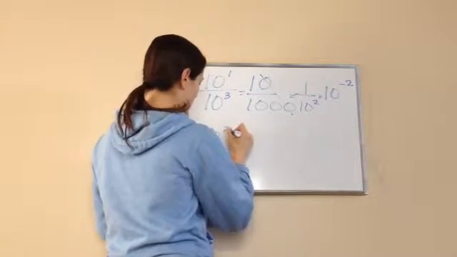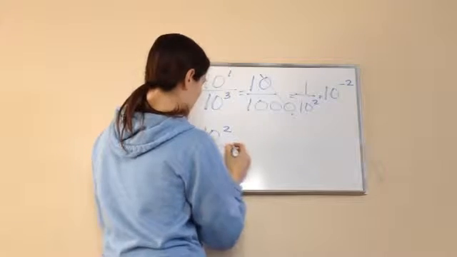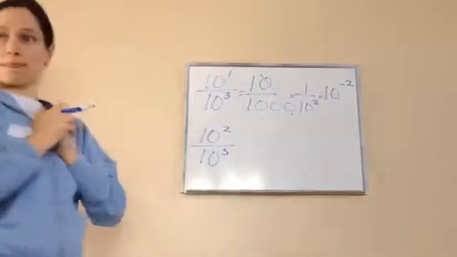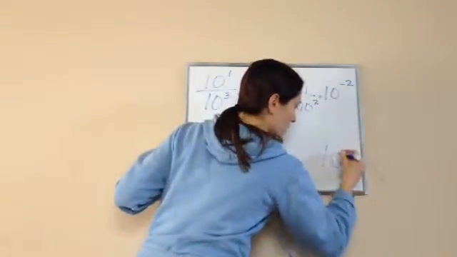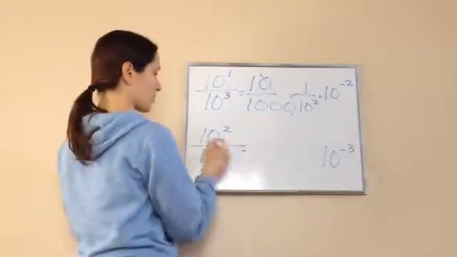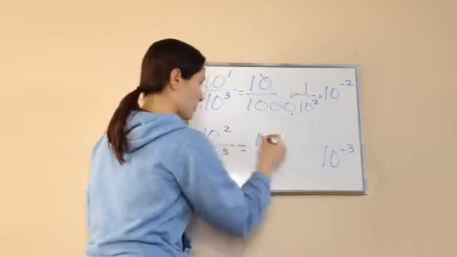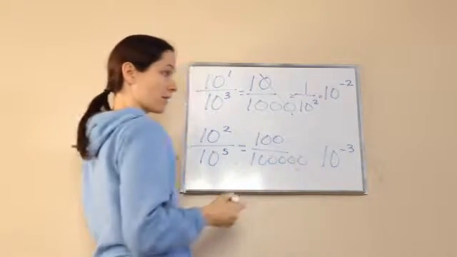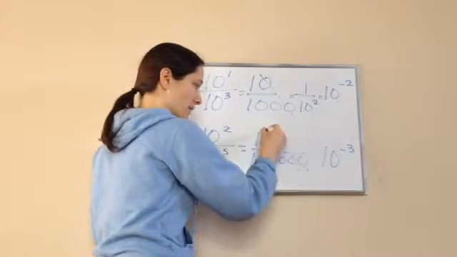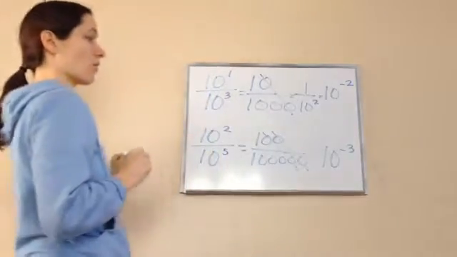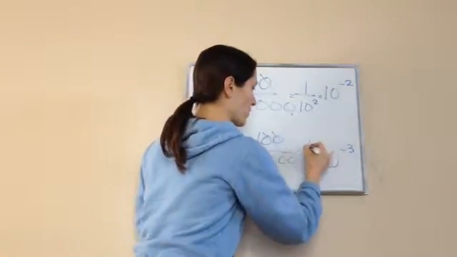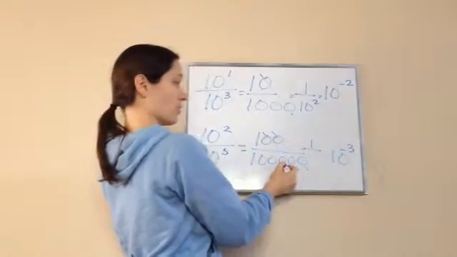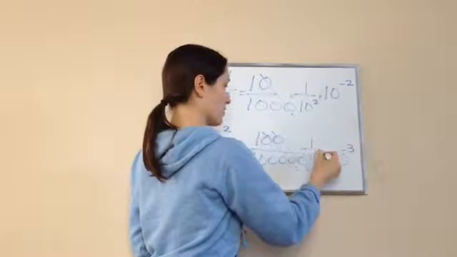10 to the second power over 10 to the fifth power. -3. 10 to the -3 equals, the standard way, 100 over 100,000. 5 zeros, 3, 4, 5. Okay, if we were to work this, we'd go boom, boom. 1 over 1,000, which is really 1 over 10 to the third power.